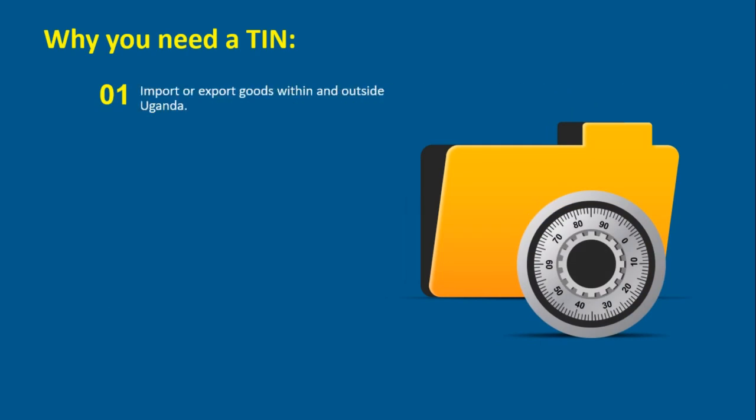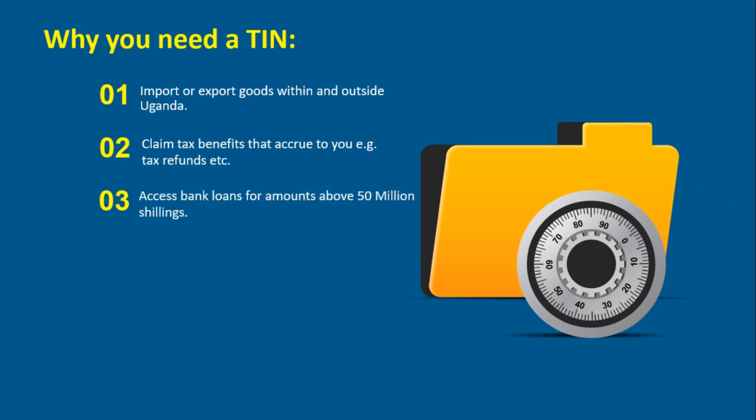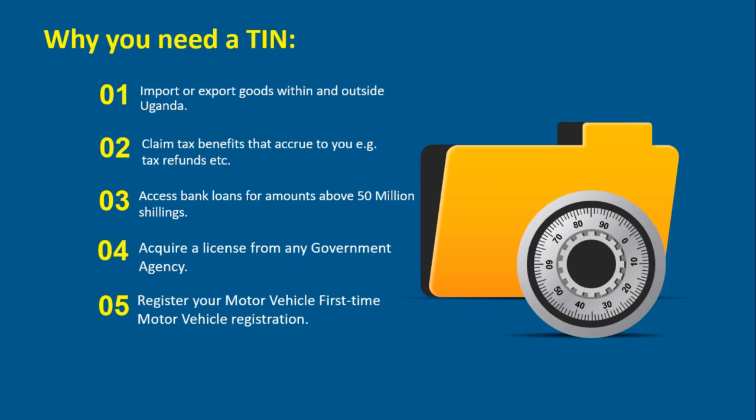For example, if you want to import or export goods within and outside Uganda, you'll need a TIN. If you want to claim tax benefits that accrue to you, for example tax refunds, you'll need a TIN. For you to access a bank loan for amounts above 50 million, you will need a TIN. For you to acquire a license from any government agency, you will need this TIN. And definitely for you to register a motor vehicle for the very first time, you need a TIN. And we need a TIN in case you need to process any land transaction in Uganda above 50 million. That TIN is very important.